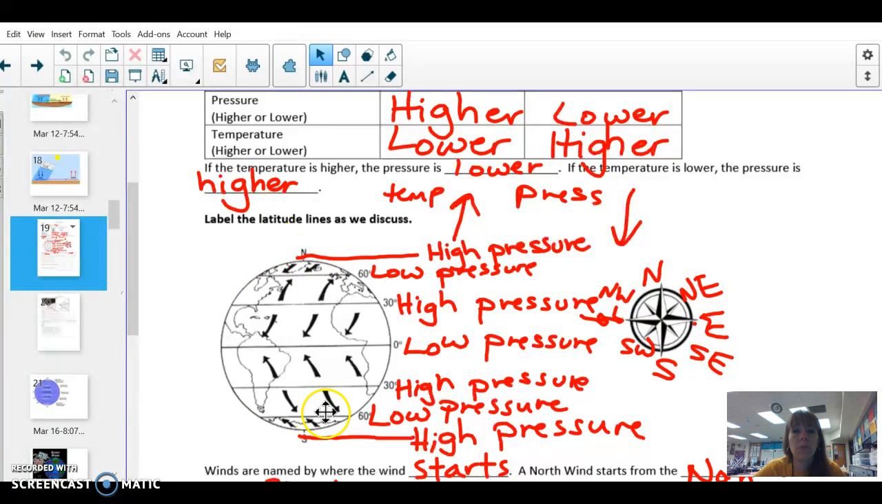Here we also said the poles would have the opposite effect. So they are the lowest temperature, so therefore they would have the highest pressure. We then thought when we looked at 30 degrees north and south, those are going to be cooler than the equator, so we have a high pressure area. And then here at 60 degrees north and 60 degrees south, we have another low pressure area. And so then we noticed that there was a pattern. It was high, low, high, low, high, low.